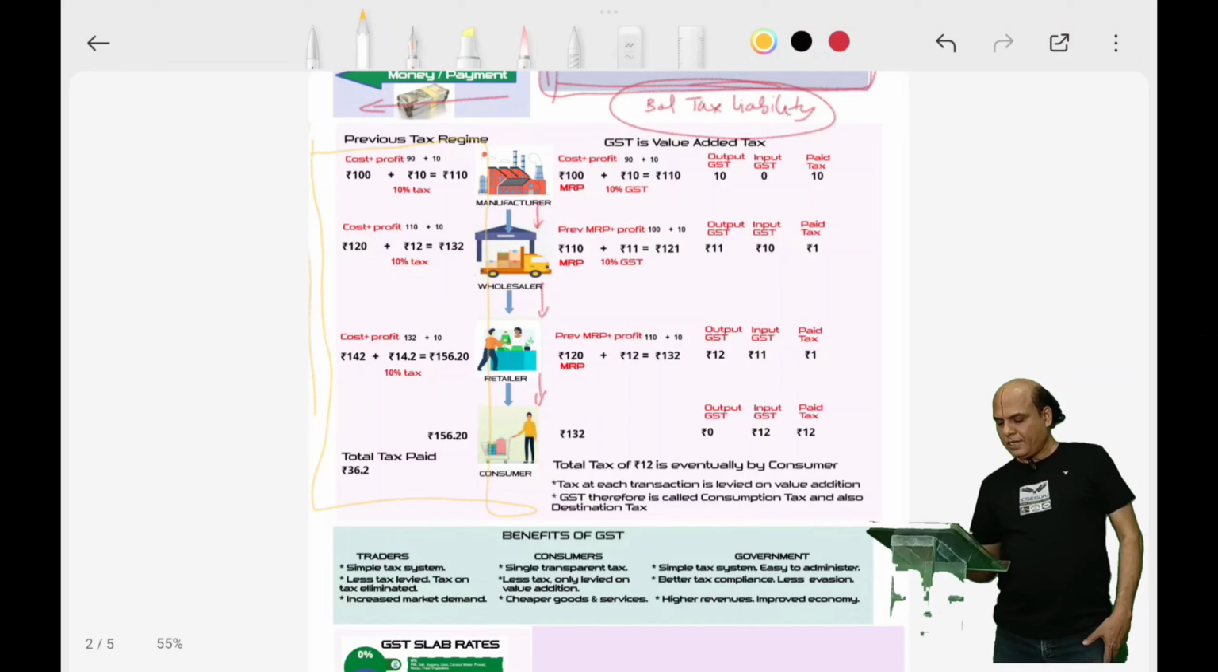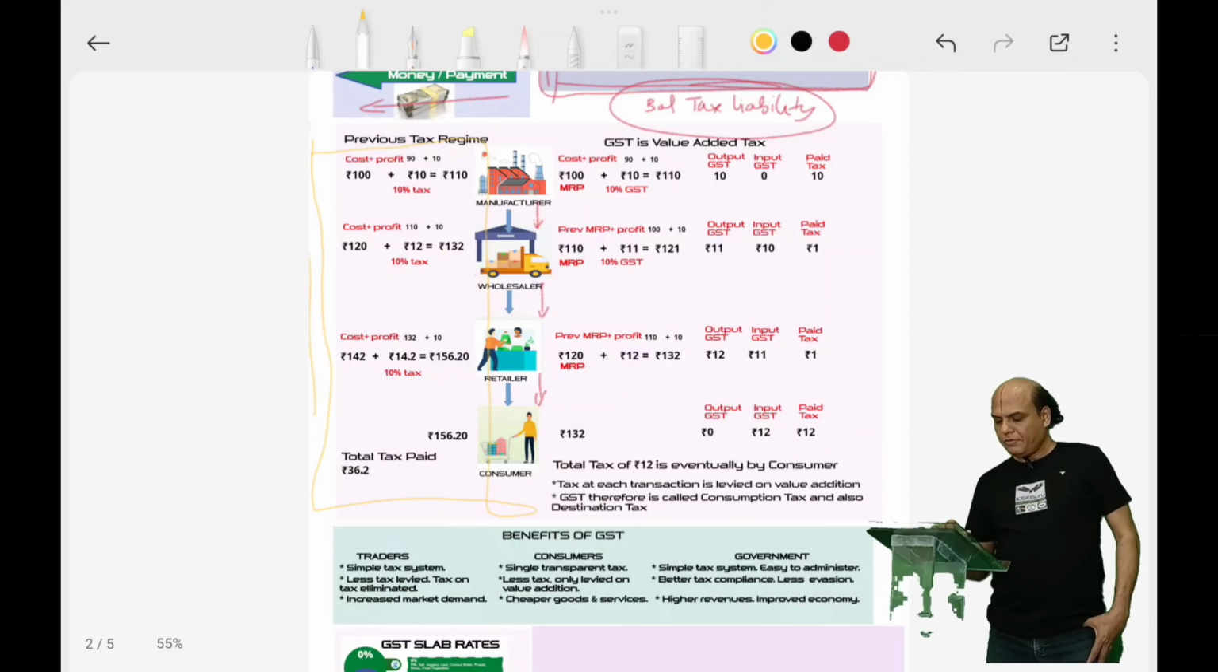Now for the retailer, 132 is his cost price. He wants to earn a profit of another 10 rupees. So he changes the market price to 142. And on 142, he is supposed to pay 10% tax, that is 14 rupees 20 paise. And the total cost works out to 156.20. This is the price which the end consumer pays to buy the goods.